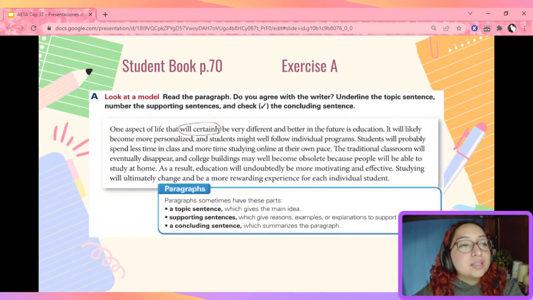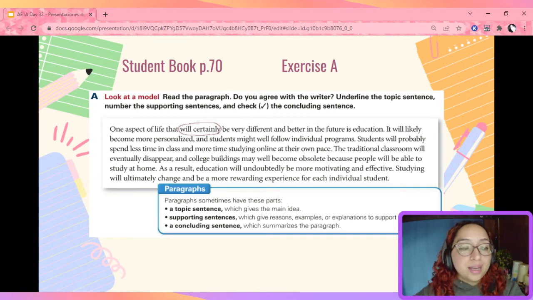Now, let's go to student book page 70. Exercise A. Today we're going to be talking about the parts of a paragraph: the topic sentence, supporting sentences, and the concluding sentence. So, as you know, a topic sentence gives you the main idea of the paragraph. It tells you what the paragraph is going to be about. Now, the supporting sentences go next. They give you reasons, examples, or explanations that support the main idea.